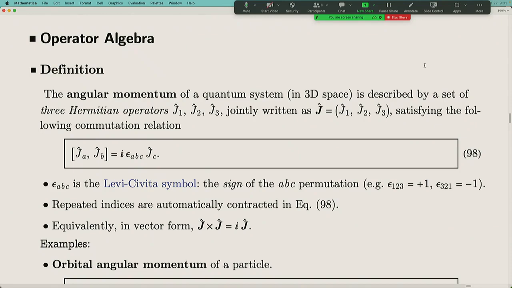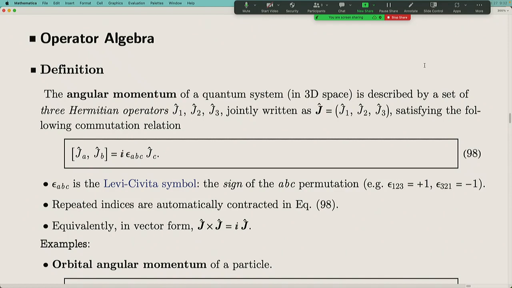So this commutation relation is actually three sets of relations, because you can do 1, 2, 3, then 2, 3, 1, and then 3, 1, 2, right? There are three relations. I also mentioned that the indices are automatically contracted in this equation, which basically means this c gets summed over. But that's a minor point.